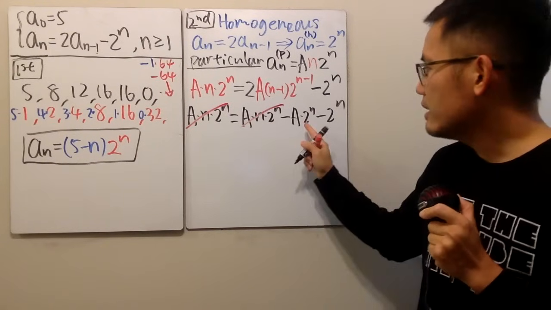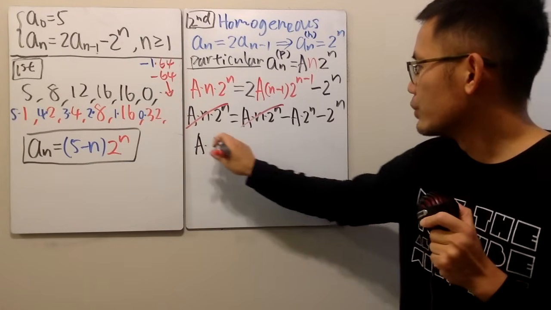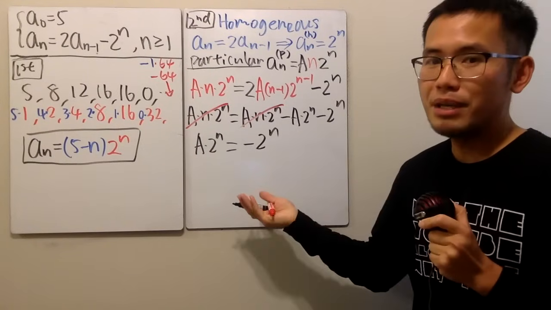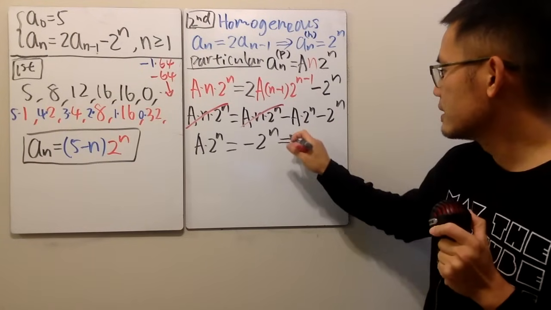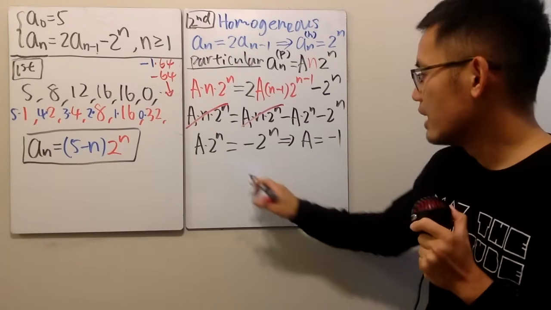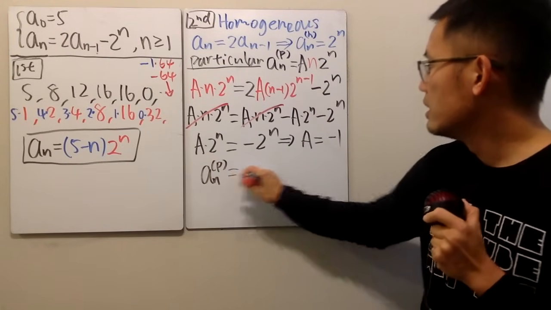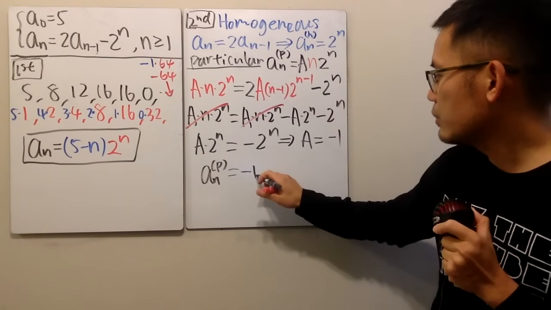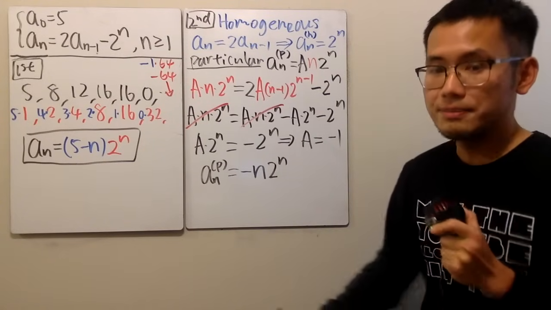Very nice. And I will just move this to the other side and I get positive A times 2 to the n. That's equal to negative 2 to the n. So what does that mean? A has to be negative 1. So that's very nice, right? A has to be negative 1. Now we can see that our particular solution here, a sub n with a little p like this, A is negative 1. So I just have to put negative 1 right here and then times n, which is going to be negative n and then 2 to the n like this. Very nice.